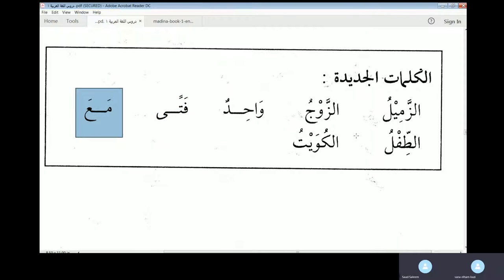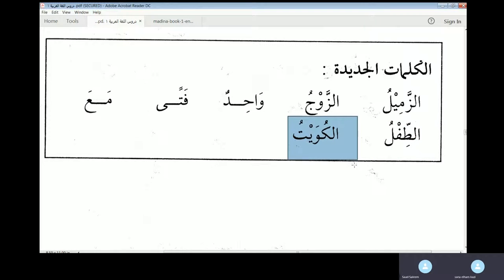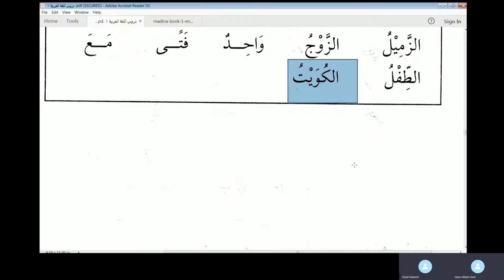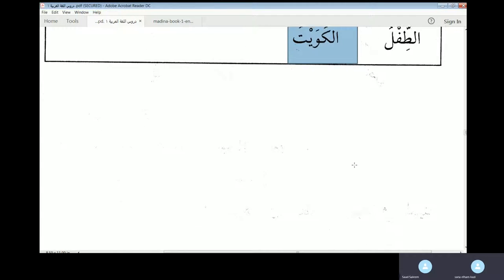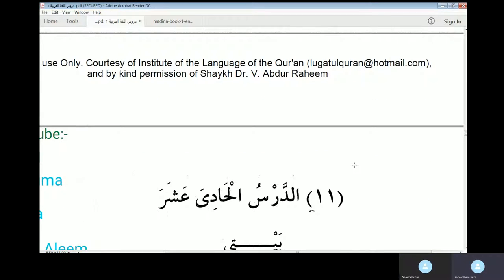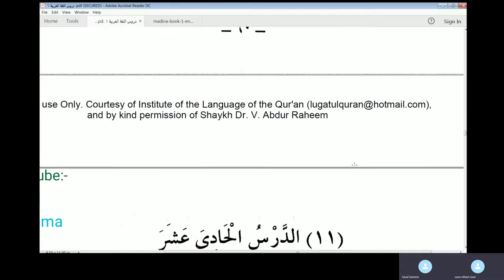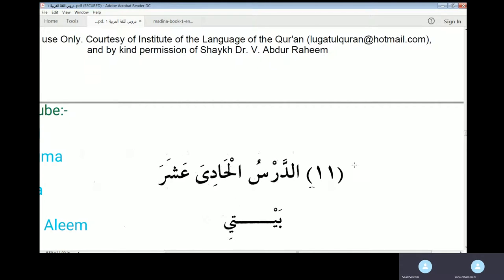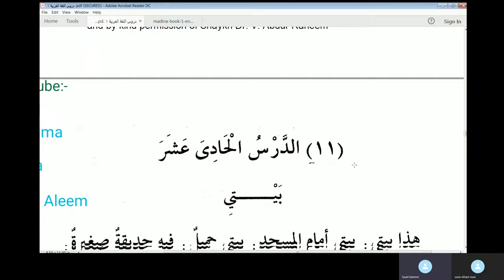Ma, with. A tiflu, child. Kuwait is Kuwait, a country name. Is az-zauju for both husband and wife or just husband? Just for husband. Basically, zauj means partner.